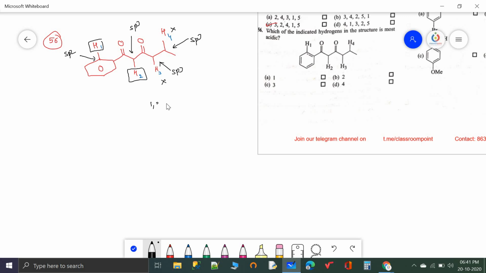You must remember that in 1,3-dicarbonyl compounds, this means positions 1, 2, 3. So at the first position and third position, if two CO groups are there, then the CH2 group present in between these two groups is the most acidic one. The hydrogens placed on that carbon are more acidic. That is called the active methylene group. So this hydrogen is the most acidic among all these. So the second one, option B, is correct.